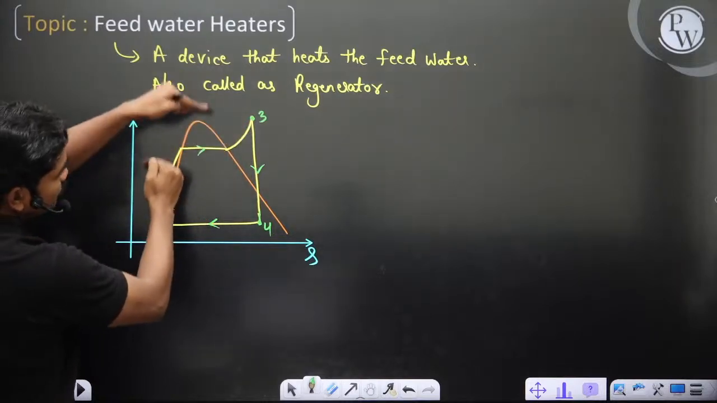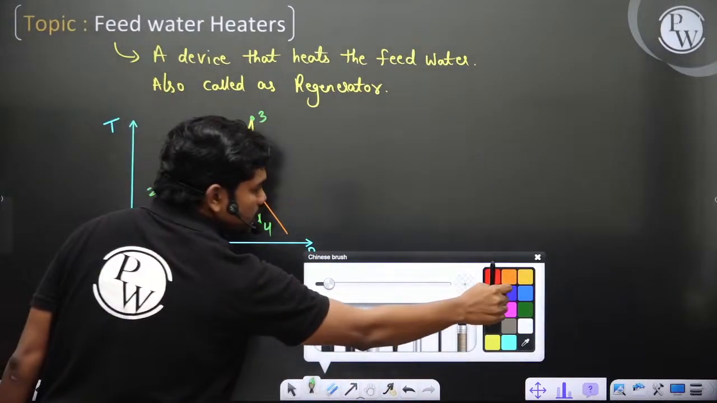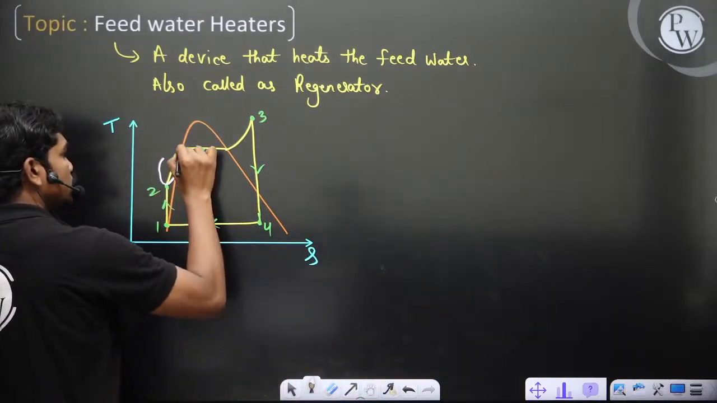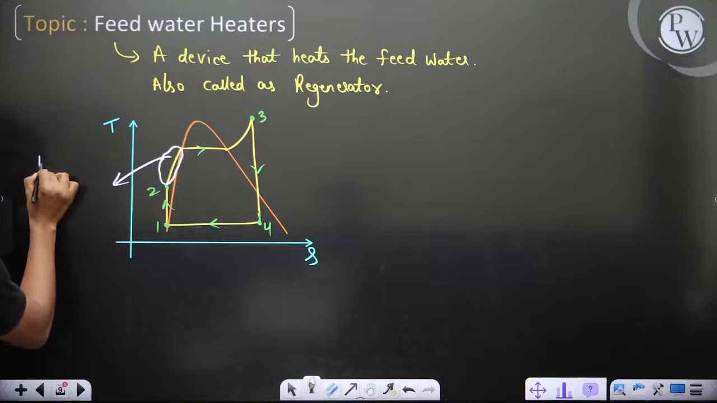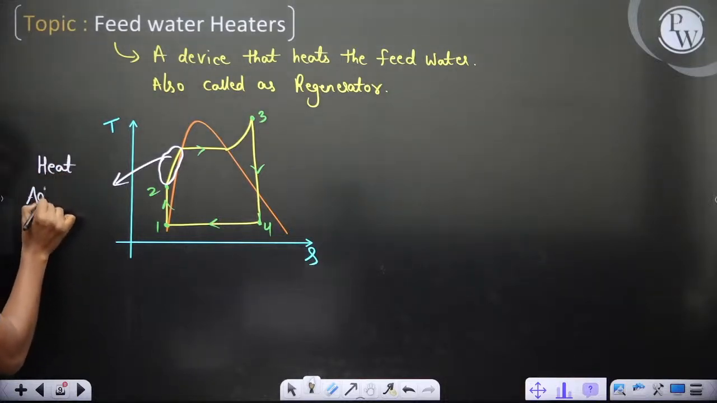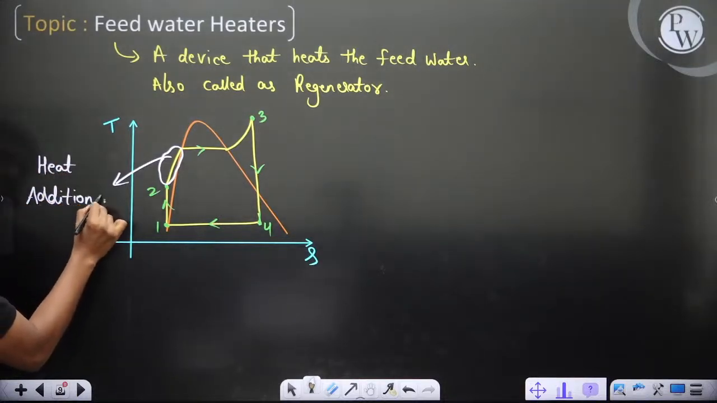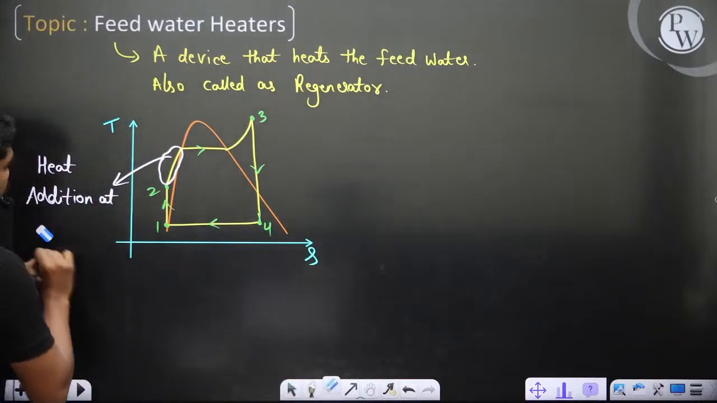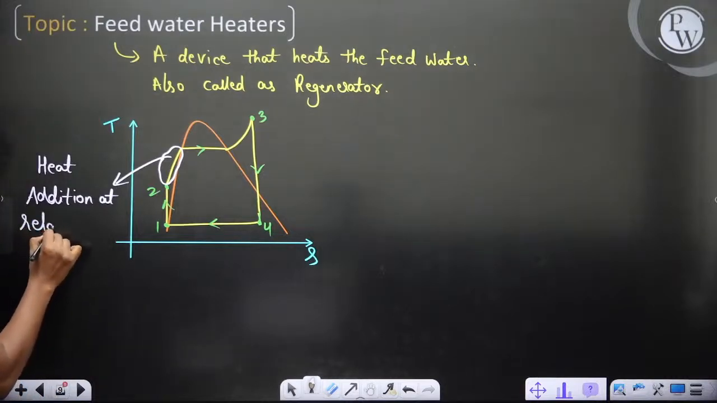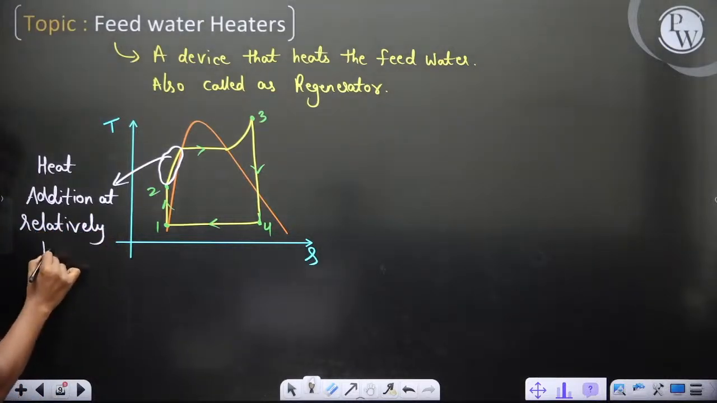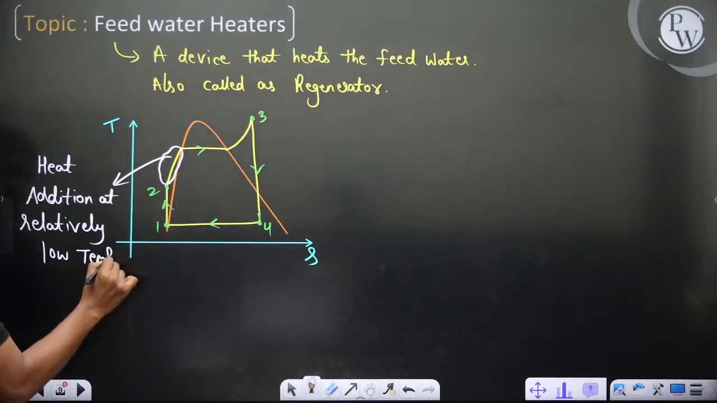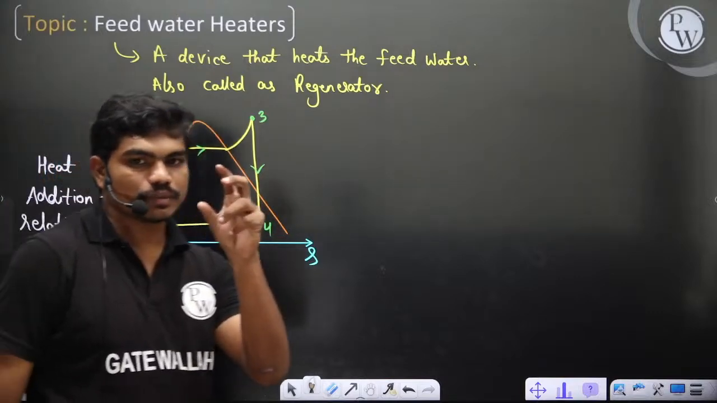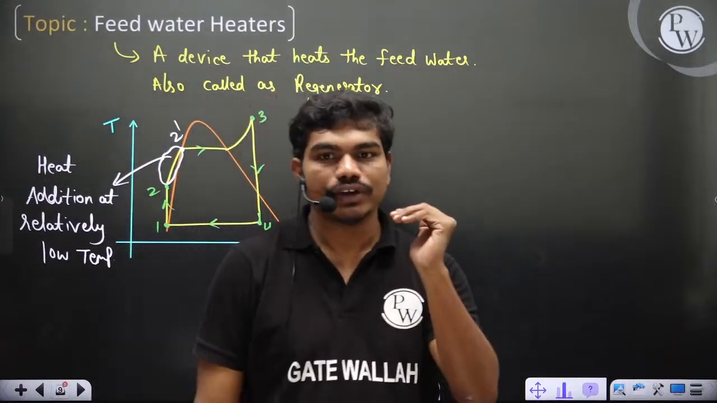But let's say this is some 35 degrees Celsius and this is maybe 700 or 800 degrees Celsius. The gap between these two is very large, and practically this part of heat addition which you are doing here is at relatively low temperature. So because of this process 2 to, let's say, 2 dash, the average of heat addition will actually decrease.